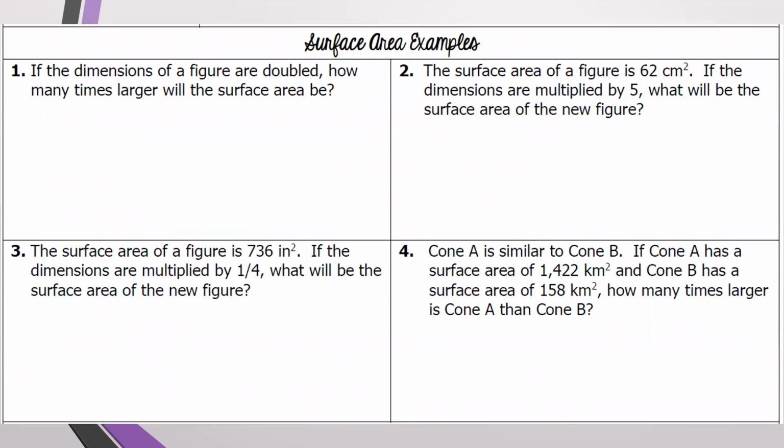In number 1, the dimensions of a figure are doubled. Okay, so if the dimensions are doubled, let's pretend it was some rectangular prism or something. Wow, I can't draw a rectangular prism, but there it is. I double the length, I double the height, I double the width. If that happens, then its surface area is going to be 2 squared as big. So it's going to be 4 times as big.